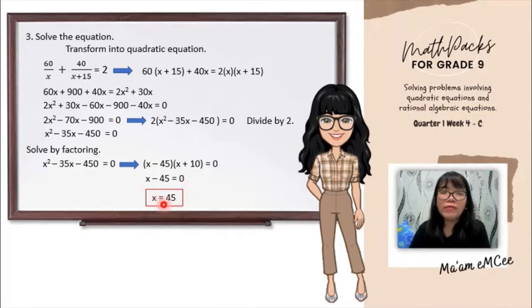So be very careful with your signs, because if you answer here negative 45, then that is wrong, because the correct answer is 45, because we have transposed negative 45 to the other side of the equation.